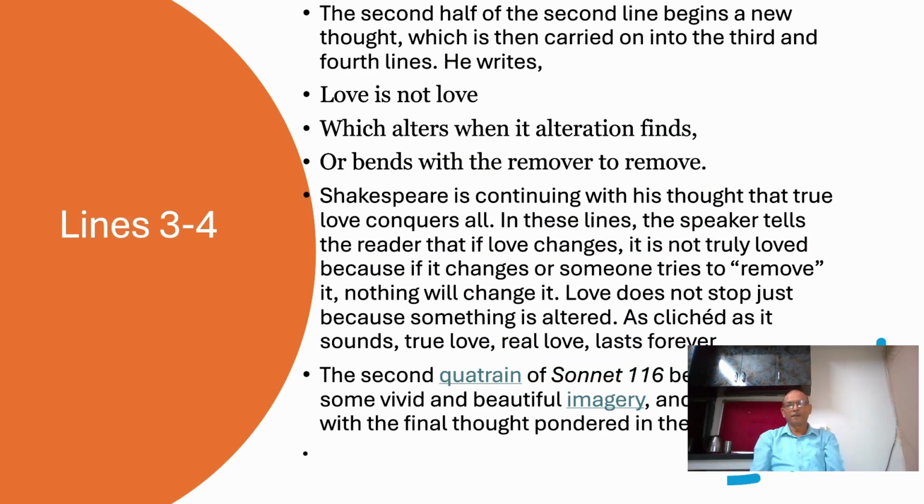The second half of the second line begins a new thought, which is then carried on into the third and fourth lines. He writes, "Love is not love which alters when it alteration finds, or bends with the remover to remove." Shakespeare is continuing with his thought that true love conquers all.